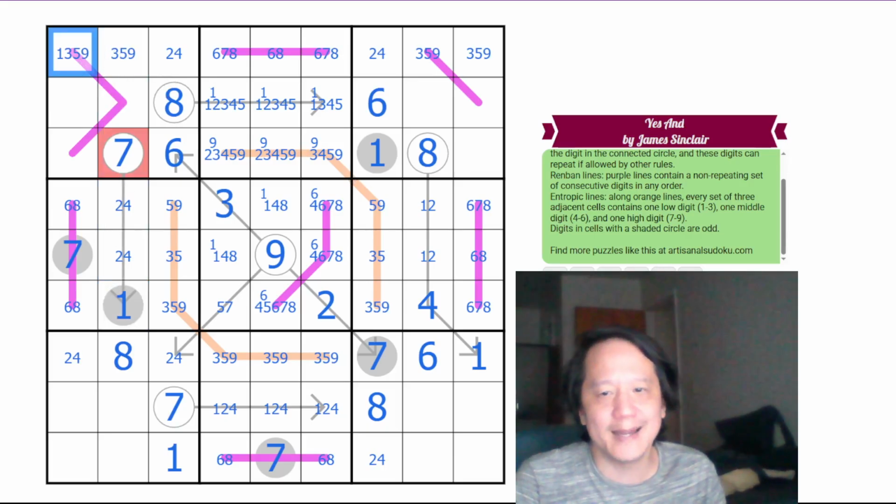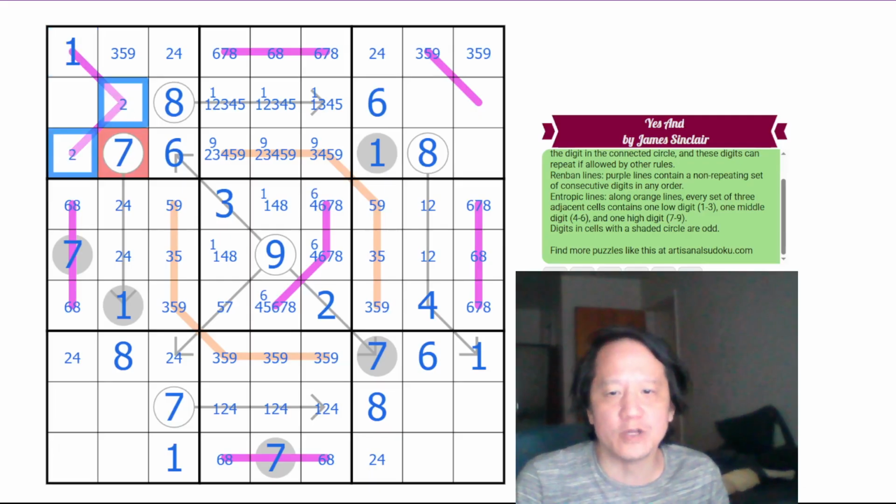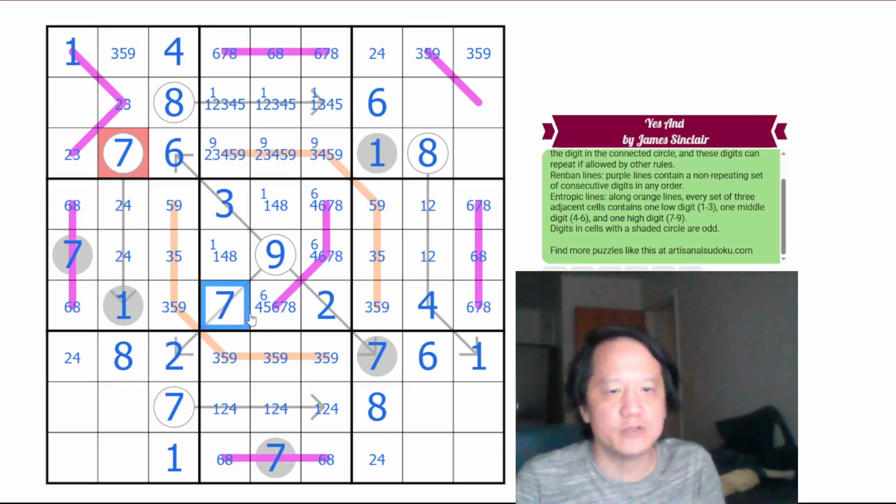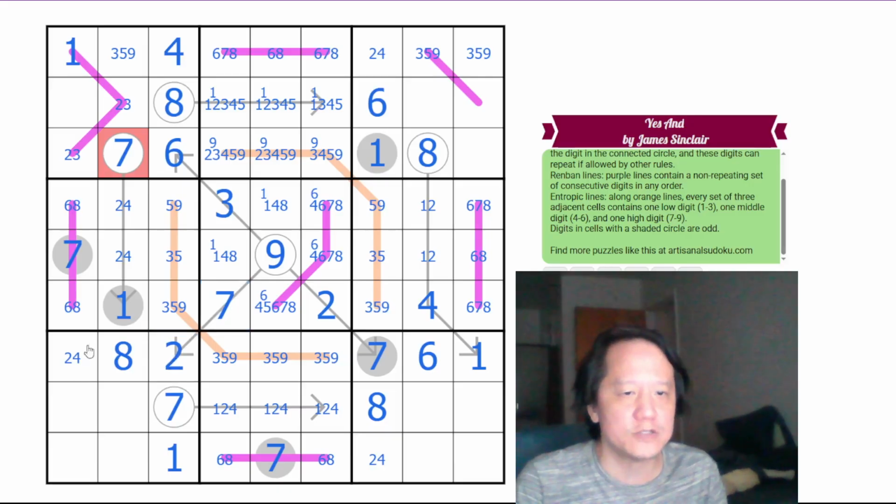So 1 has to be here, which is a Renban only with 2 and 3. That eliminates 2 and 3 in the rest of the box. So this can't be 2, it's 4. That means this can't be 4, it's 2. 2 and 7 add up to 9. 2 eliminates 2 here, so it's 4. 2 and 4 as a pair eliminates 2 here, so it's 3, which makes this 2.